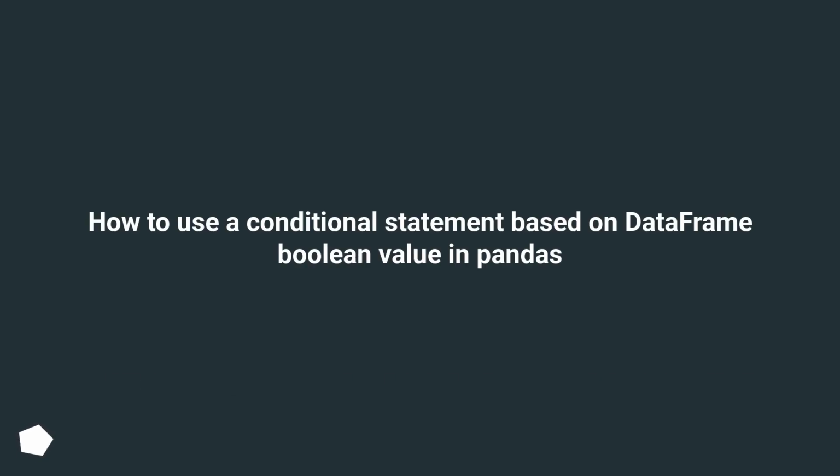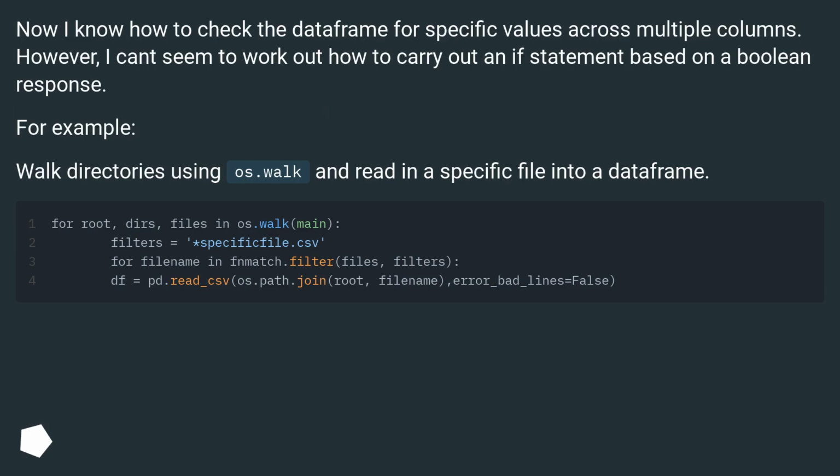How to use a conditional statement based on a DataFrame boolean value in pandas. Now I know how to check the DataFrame for specific values across multiple columns. However, I can't seem to work out how to carry out an if statement based on a boolean response. For example, walk directories using os.walk and read a specific file into a DataFrame.